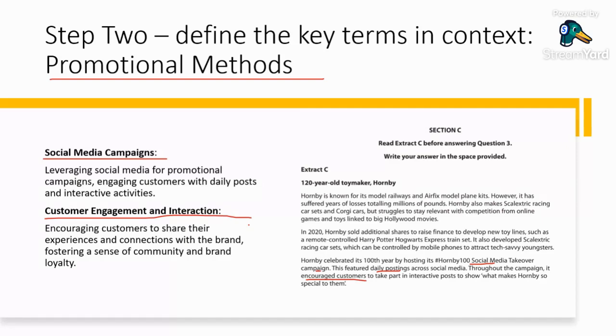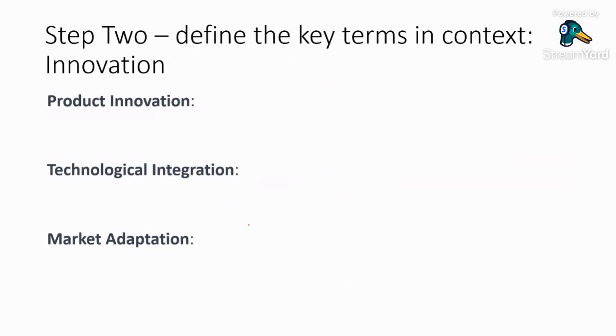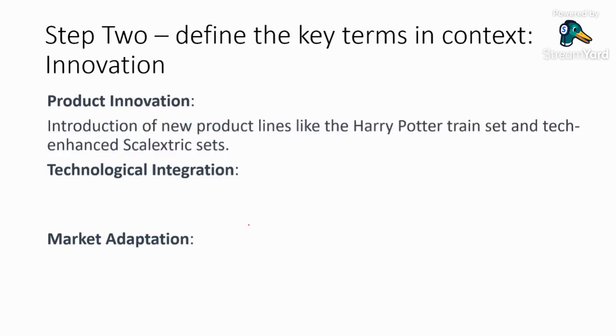At the beginning of each of your sections, because we're going to have 2 really different sections, 2 paragraphs in each, a plus and a minus, but option 1 might be promotional methods. Promotional methods for, and we would write that in context. So we're looking at innovation here. Well, you should be thinking, well, what is product orientation, technological integration, and also how they're adapting to the market. So again, in context, we've got Scalextric sets, we've got Harry Potter, we've got context here.